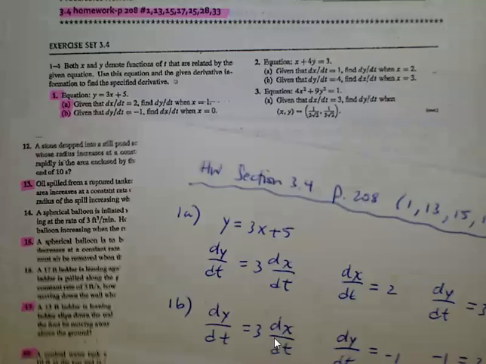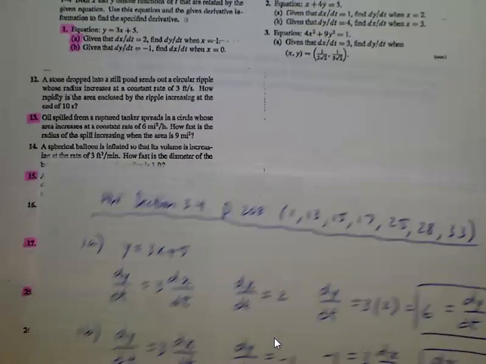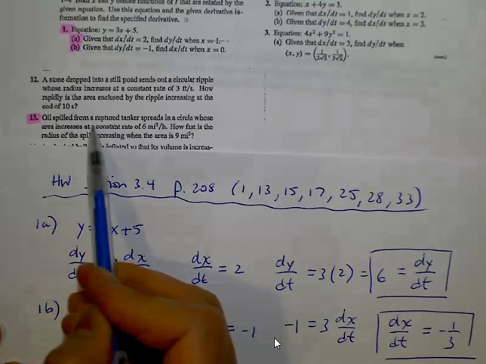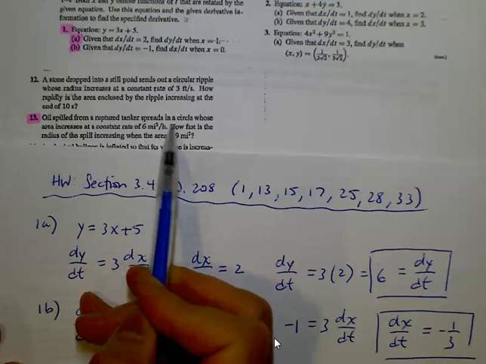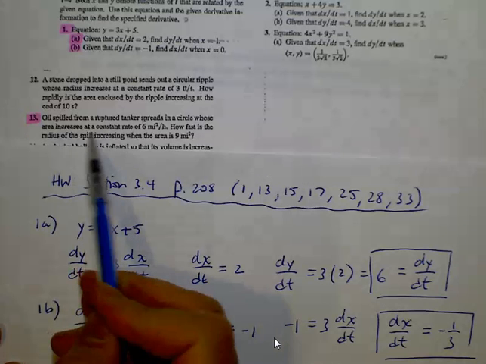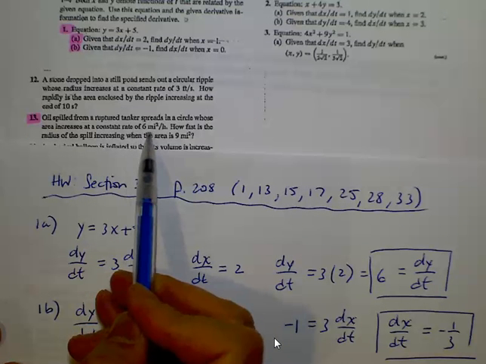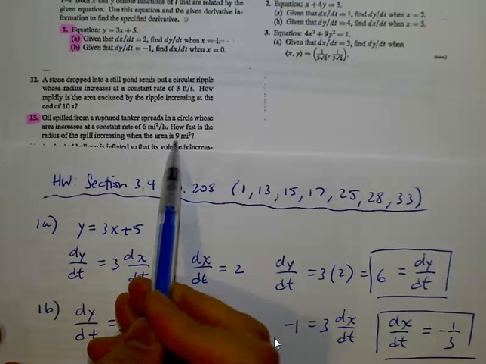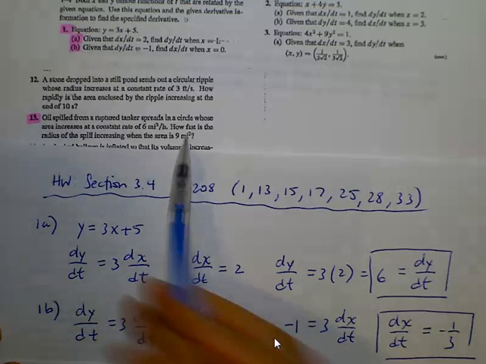Okay, next problem is question 13. Oil spilled from a ruptured tanker spreads in a circle whose area increases at a constant rate of 6 square miles per hour. How fast is the radius of the spill increasing when the area is 9 square miles?